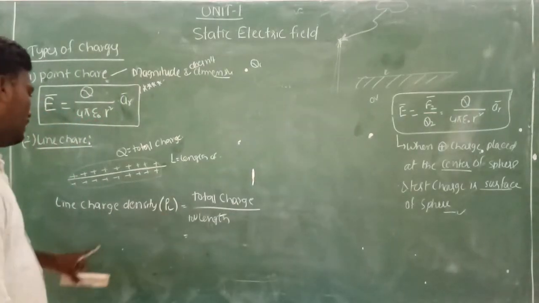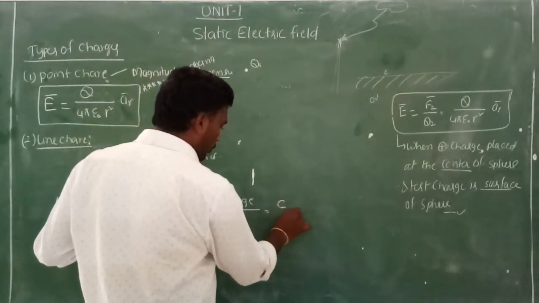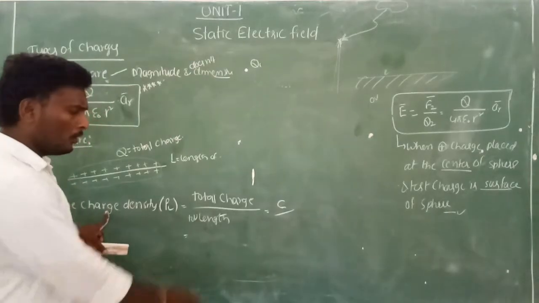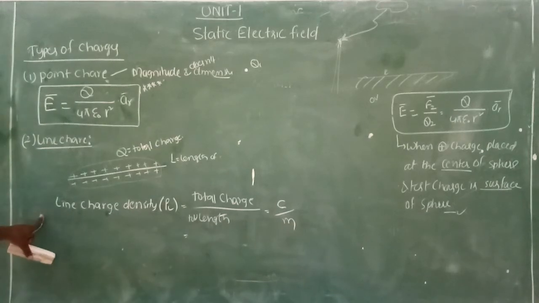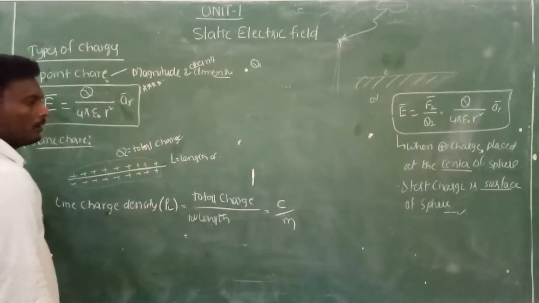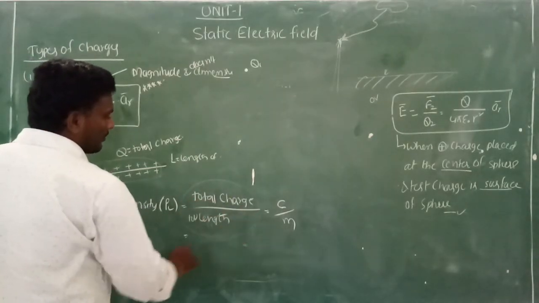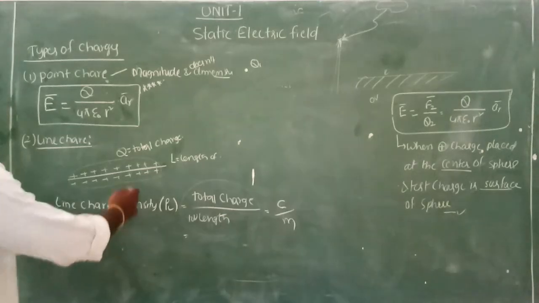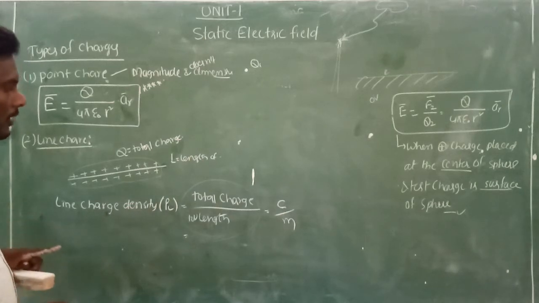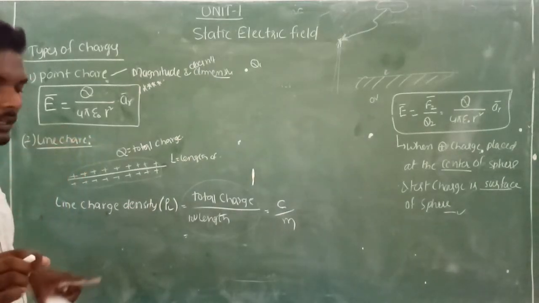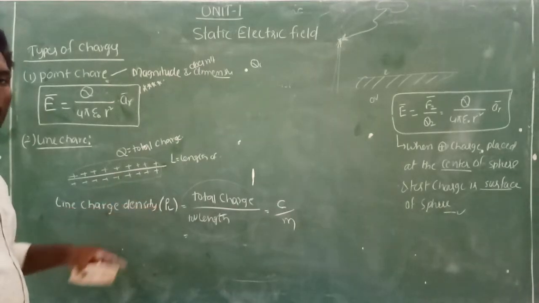Now what are the units of this line charge density? Charge units are coulombs, whereas the units of length are meters. So what are the units of line charge density? It is coulomb per meter. Now this formula is not valid in some cases. If you take an infinite length of conductor, in such cases we have to take a small differential length on this line. From that we can easily calculate the line charge density.